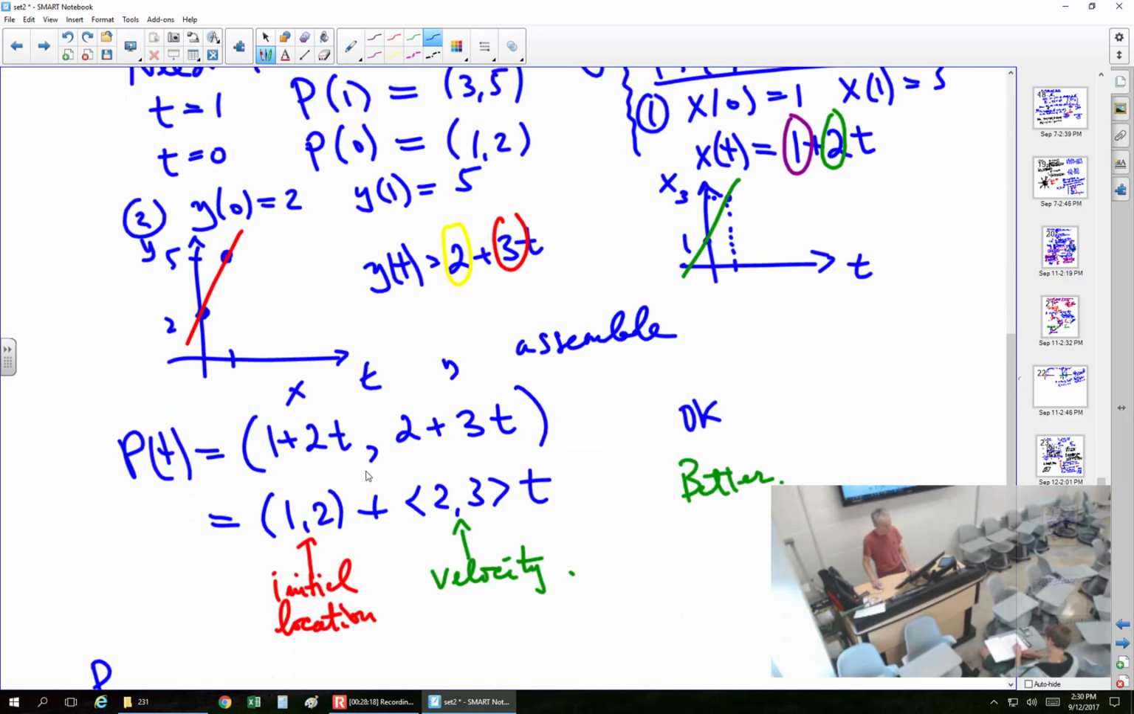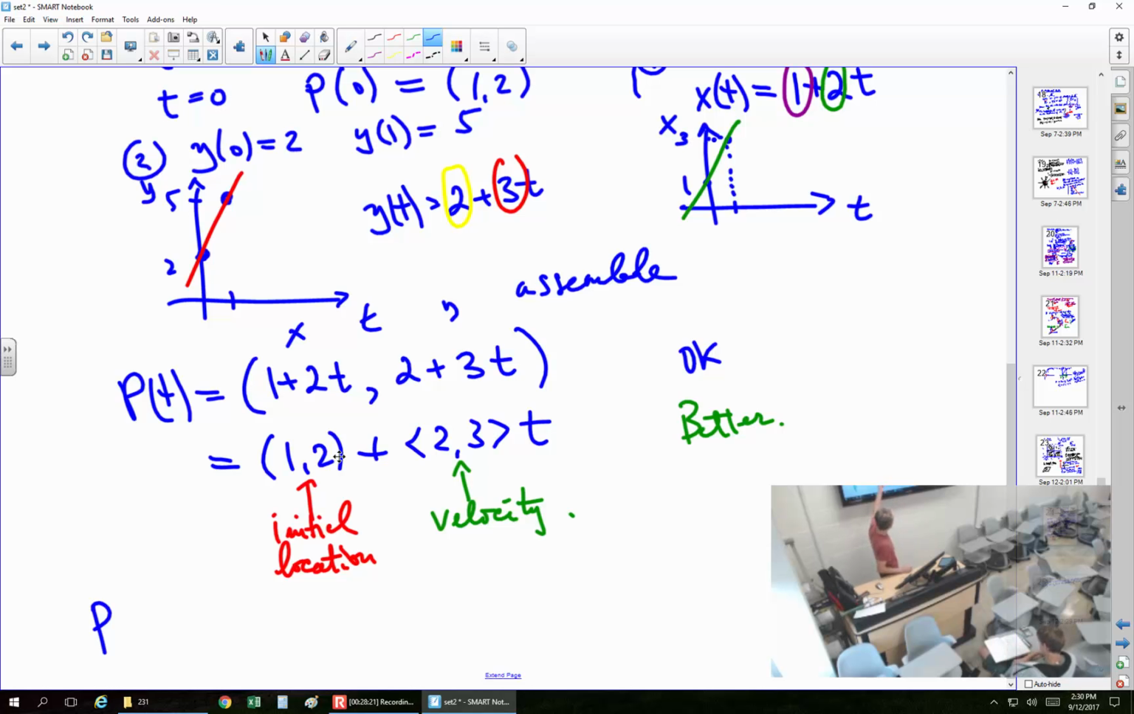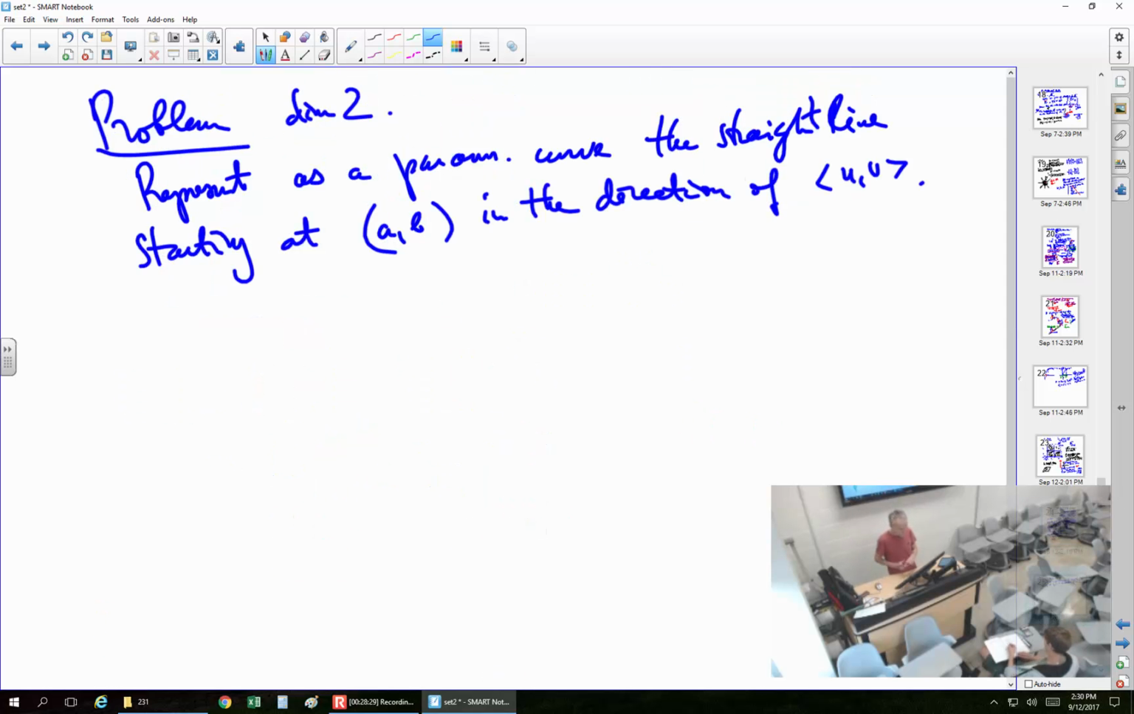As you can see, we know what the initial location is, what the velocity or direction is, and we just assemble them in this really simple way. And the answer is P of t is equal to AB plus t UV.